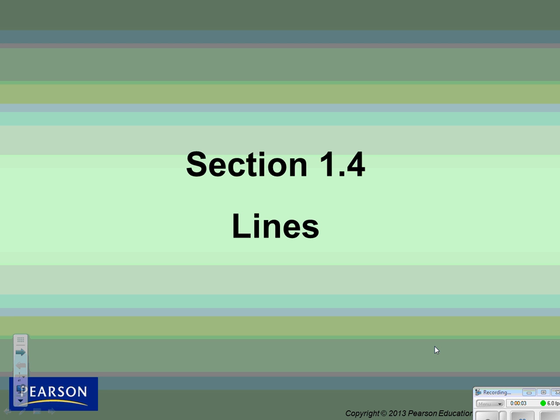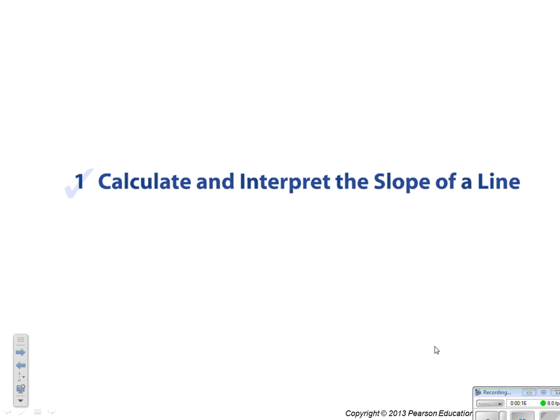All right, so this is section 1.4. Everything you want to know about lines, all in one section. This is like 3 chapters in Algebra 1, all condensed down to 1. Lucky us. So we're going to calculate and interpret the slope. The most important part is this interpret part.